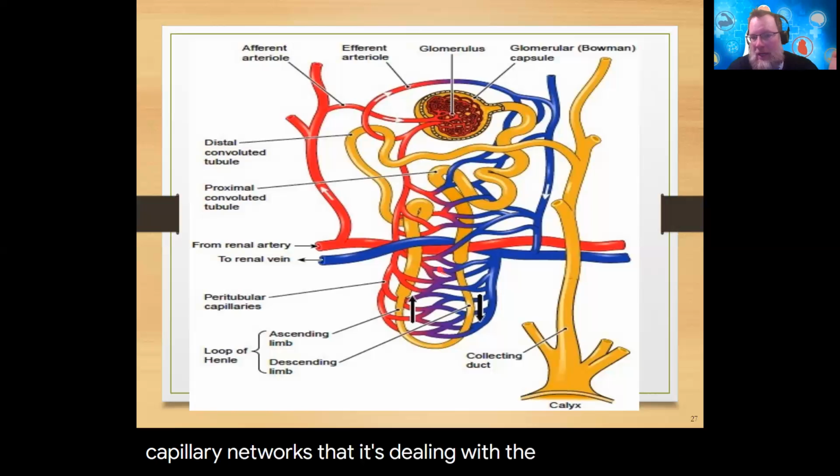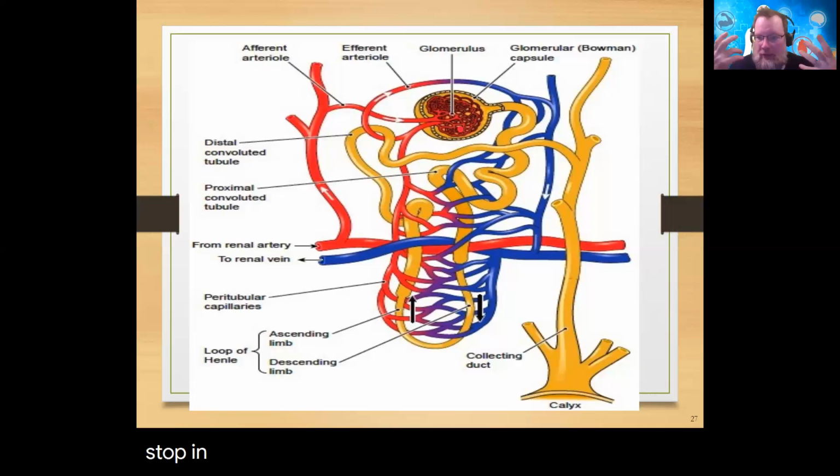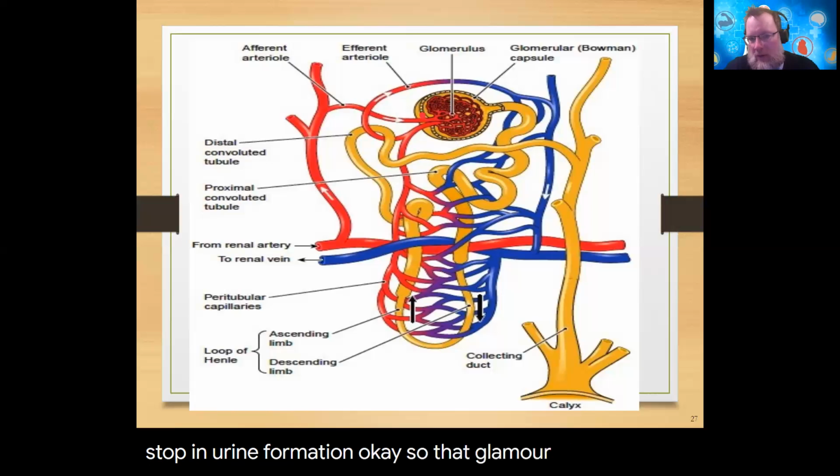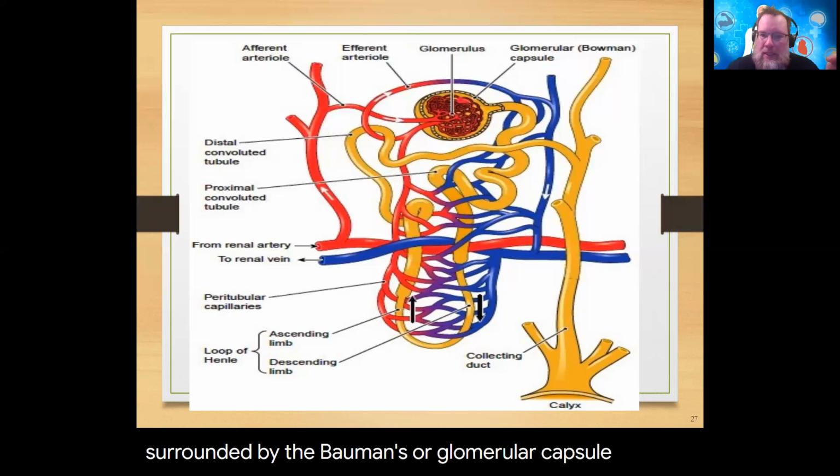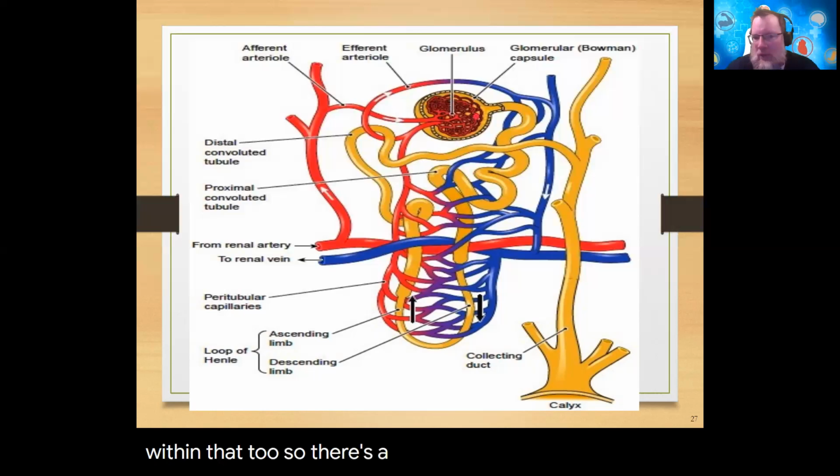The first capillary network is called the glomerulus. This is the first stop in urine formation. Notice that glomerulus is surrounded by the Bowman's or glomerular capsule. So within that, there's a little bit of action going on. We've got some blood pressure pushing in. We've got what we call osmotic pressure, what they call hydrostatic pressure. So we've got these pressures of fluid going on. That's what we get more into next semester.